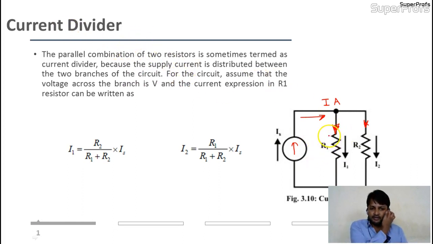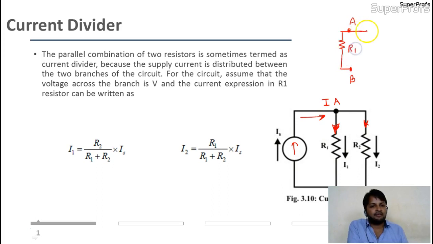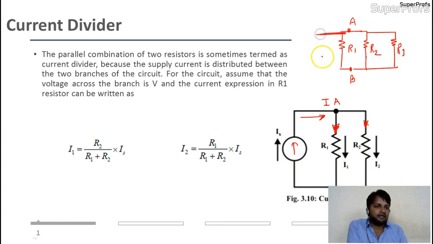But what about the voltage? Voltage will be the same for all elements. How? See, these are two points, A and B. Between A and B, I'm having three elements, R1, R2, R3. Three elements I have, like this. And these three elements are connected with independent source E. So this E will be the same for all. Why? Because they are connected in parallel. This E is given for the terminals A and B, and R1, R2, R3, all these three elements are connected across A and B in parallel only. So that's why this E is the same for all.